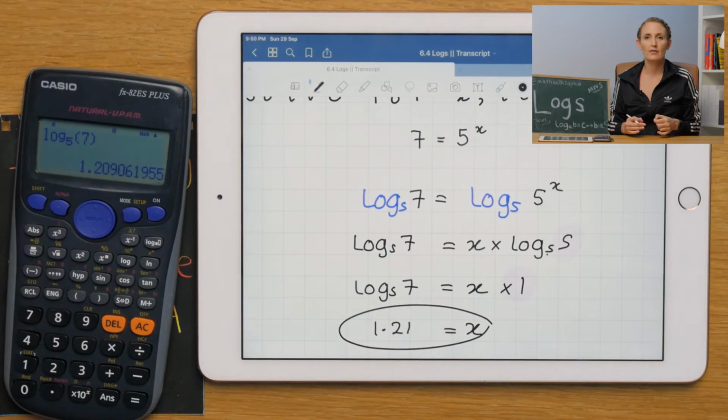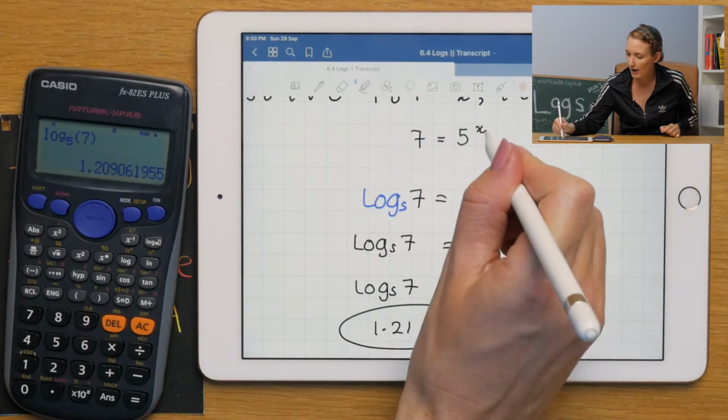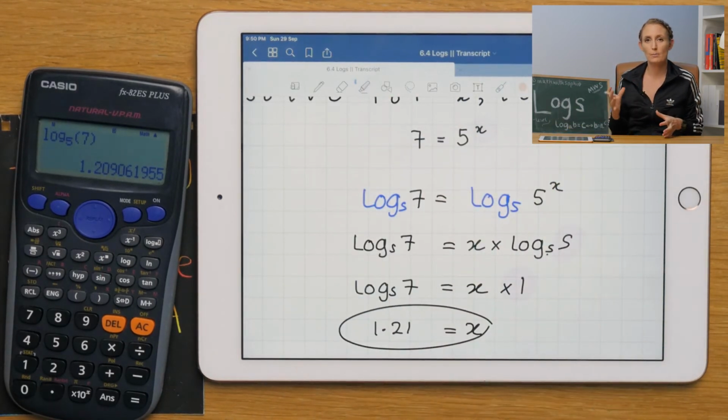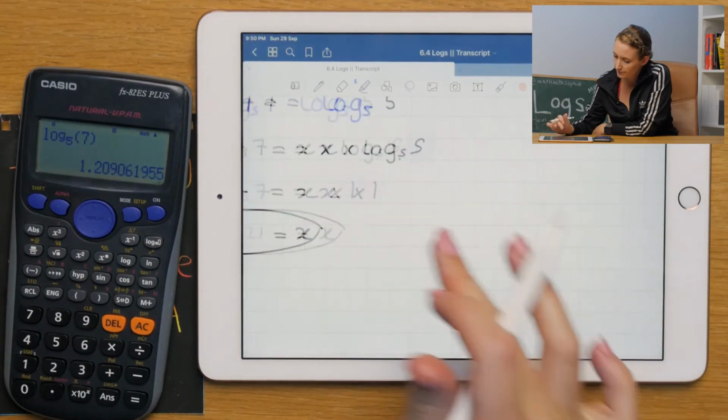So if you have an x in the power, you need to take logs on both sides so you can bring that x in front and solve the equation.